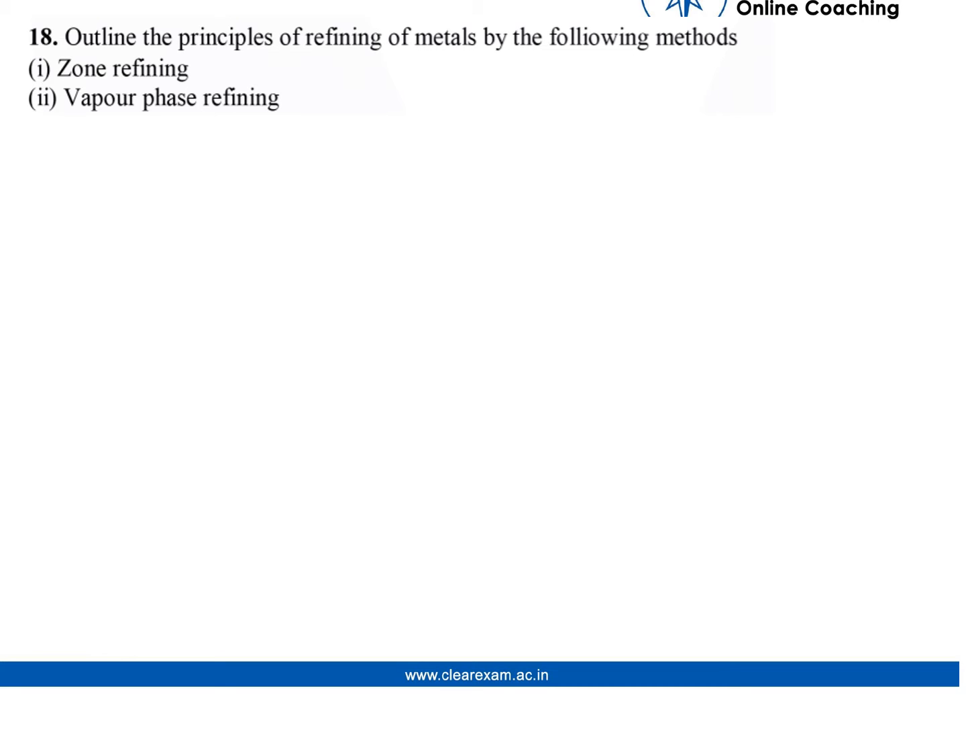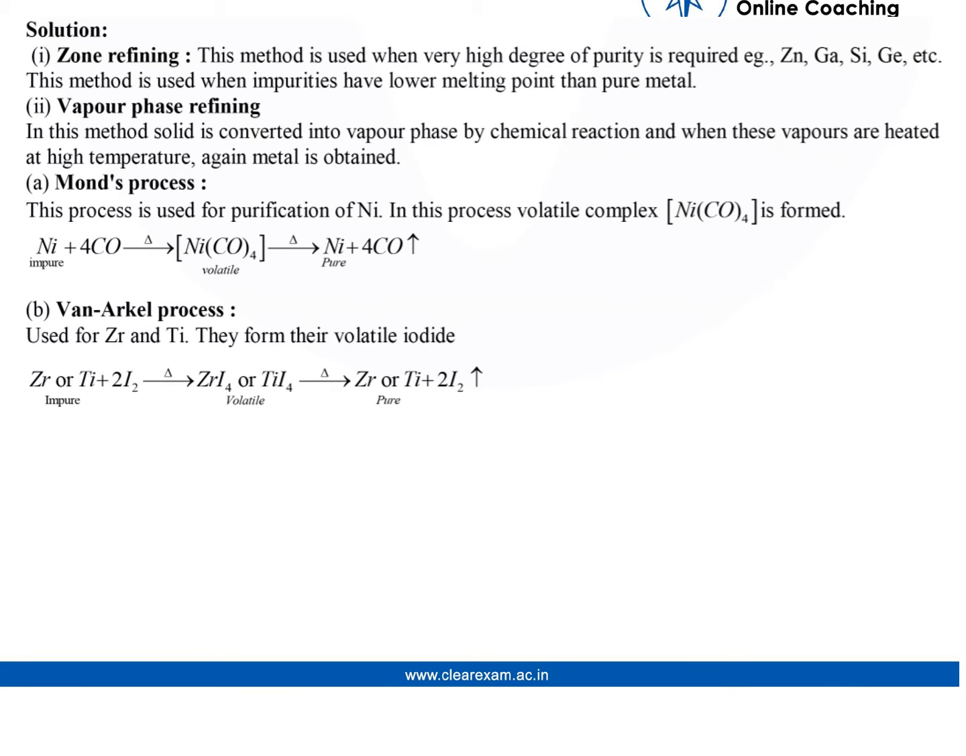Question 18. Outline the principle of refining of metals by the following methods. First part, zone refining. Second part, vapor phase refining. Solution. Zone refining.